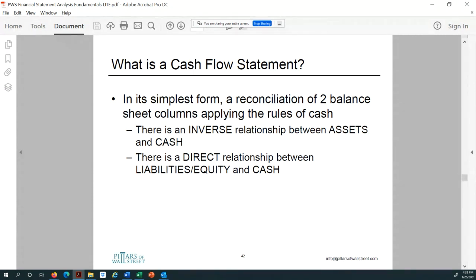Now, the reconciliation of two balance sheet columns applying the rules of cash. This is all a cash flow statement is. Because you have to keep in mind there's an inverse relationship between assets and cash, direct between liabilities or equity and cash. So a cash flow statement, again, is a reconciliation of two balance sheet columns. That is it. Nothing more, nothing less. This concept will help us for the next several months as we work through models. So keep that in mind.